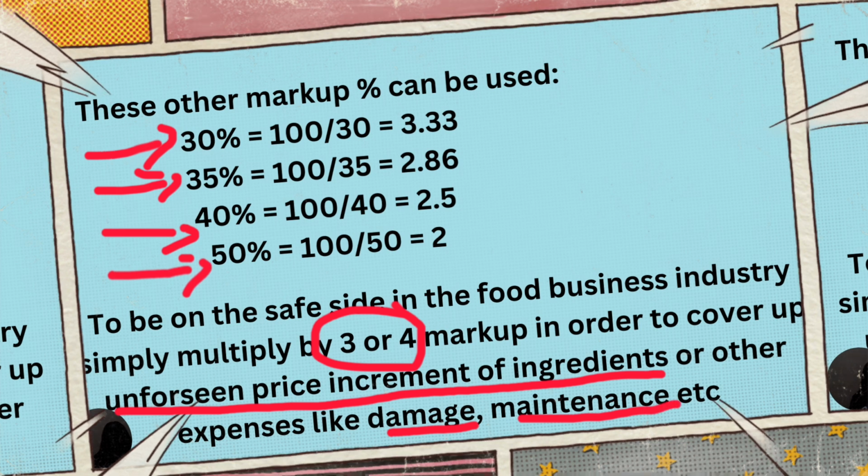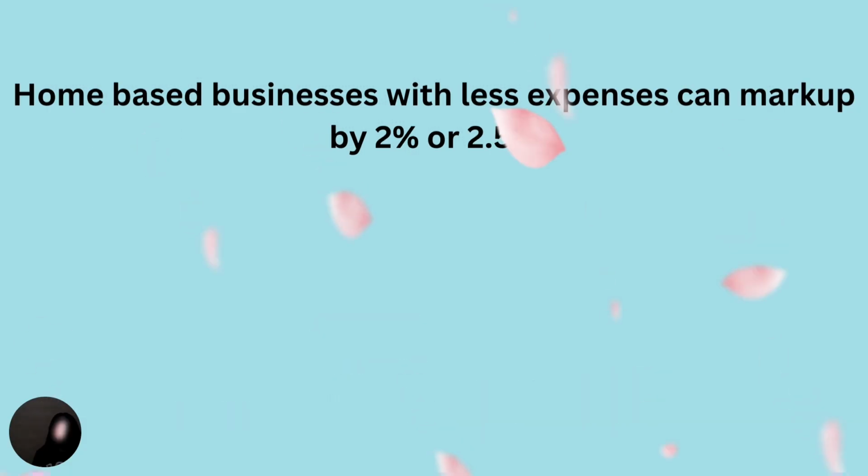So this covers up a lot of stuff that you can't foretell in the future that can affect your business negatively. Currently now in Nigeria, you can see how prices of goods are going up every day, every week. You can't meet the same market price the next week. For home-based businesses that have less expenses due to no machineries or staff and all of that, you can mark up with just 2 and you are good to go.